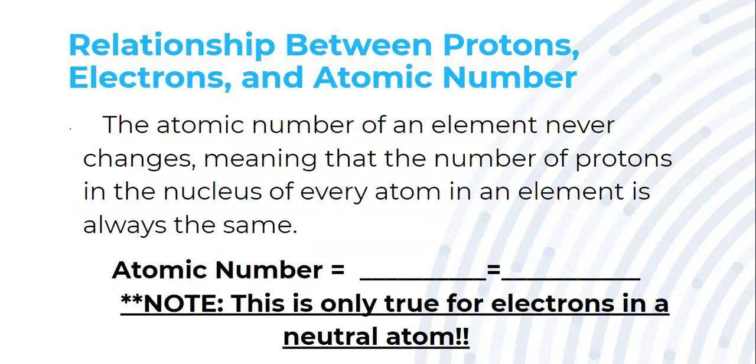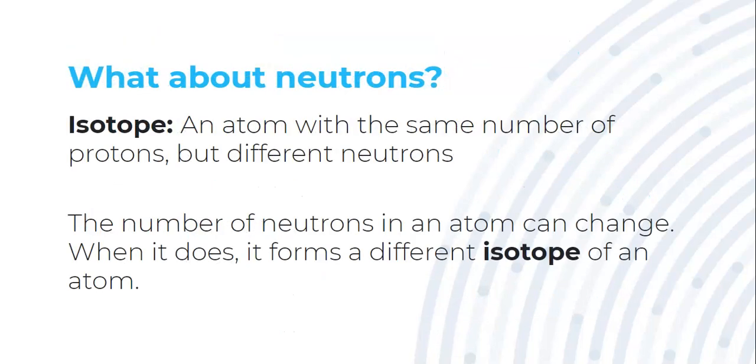Okay, so the atomic number never changes, meaning that protons is always the same, and it's also equal to electrons in a neutral atom. Now, let's talk about neutrons, because neutrons are a little bit more complicated. We have something called isotopes. An isotope is an atom with the same number of protons, but a different number of neutrons. And the number of neutrons in an atom can change. When it does, it forms a different isotope of that atom. So you can think of it as different versions of an atom with different numbers of neutrons.